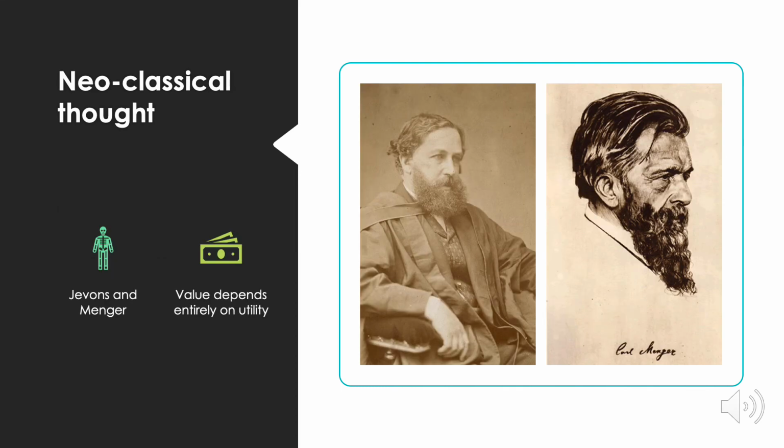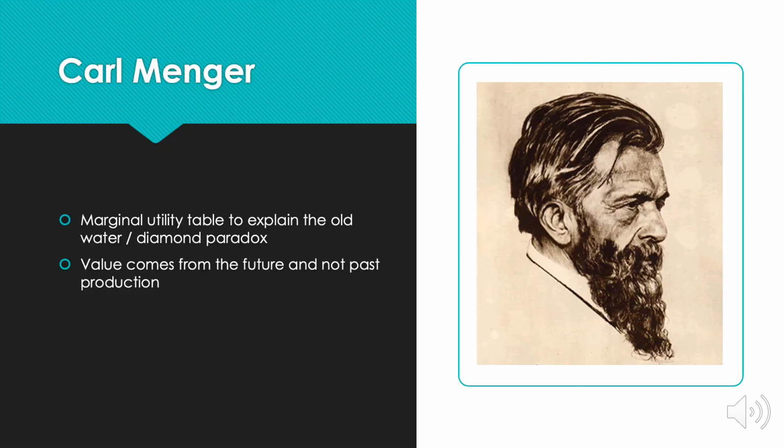For the rising neoclassical school, the classical cost of production theory of value seriously lacked generality. Jevons and Menger each formulated their marginal utility theory in which value depends entirely on utility. They felt that no matter what costs were incurred in producing a good, when it arrived on a market, its value would depend entirely on the utility the buyer expects to receive. Menger used his marginal utility table to explain the old water-diamond paradox. The value of diamonds was greater than the value of water because it is marginal utility and not total utility that determines the consumer's choice, and hence value, contrary to what Smith was saying. For this, he also argued that value comes from future and not past projections.